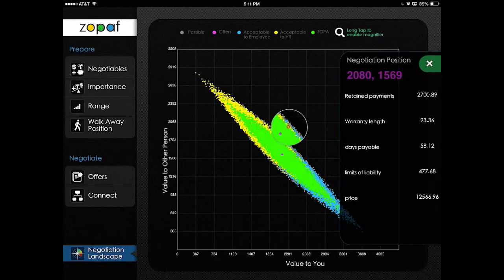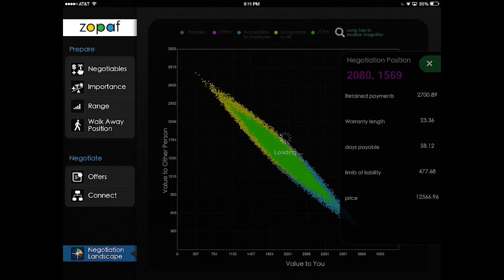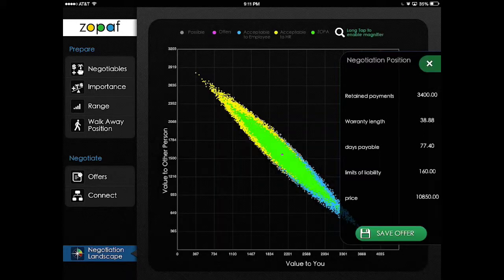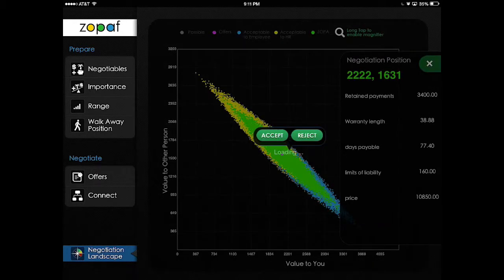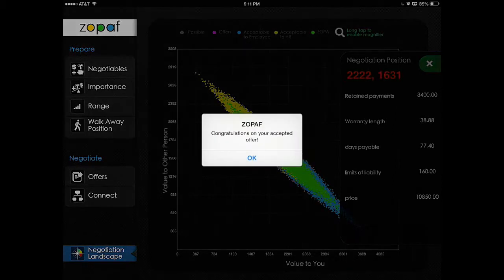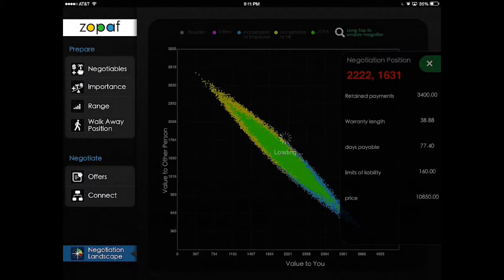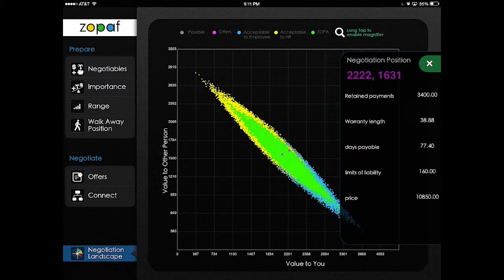With the knowledge of the hidden value that we've unlocked, we can pick a point on the Zopaf frontier and see that the offer would make both parties better off. Picking this value would allow us to claim value that would otherwise go unclaimed and be left on the table.